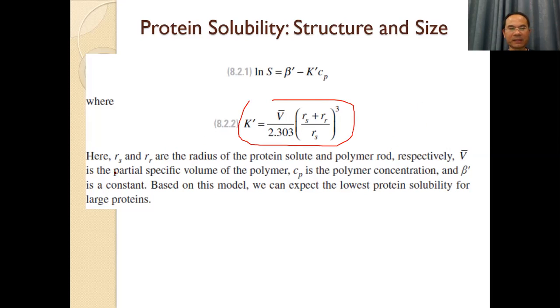For this case, Rs and Rr are the radius of the protein solute and the polymer. We know that Rs, the radius of the protein solute, is a sphere. Rr is the radius of the polymer, which is a rod. V bar is the partial specific volume of the polymer. Cp is the concentration of polymer added to the solution. Beta is a constant that is obtained from the experiment. We can calculate beta and K if we have the experimental result: the concentration of polymer that affects the concentration of protein, in terms of solubility S.